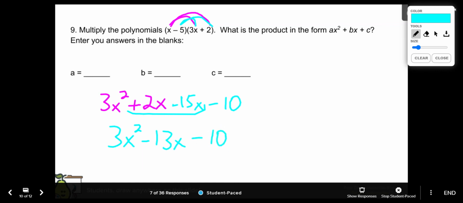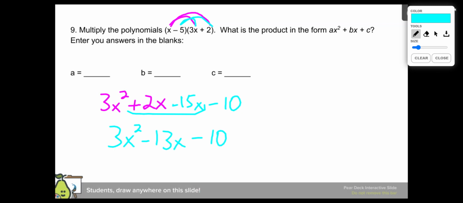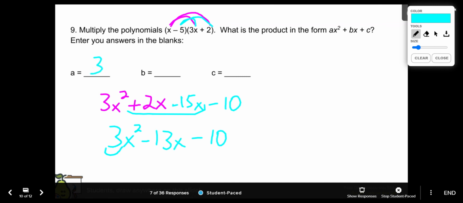Now it said, what is the product in the form of ax squared plus bx plus c? It wants to know what a, b, and c are. These are important, not so much for this next test, but for the next one. So your a is whatever is the coefficient to the x squared. So that's going to be 3. Your b is the coefficient to the x to the first, which is negative 13. And your c is your constant.